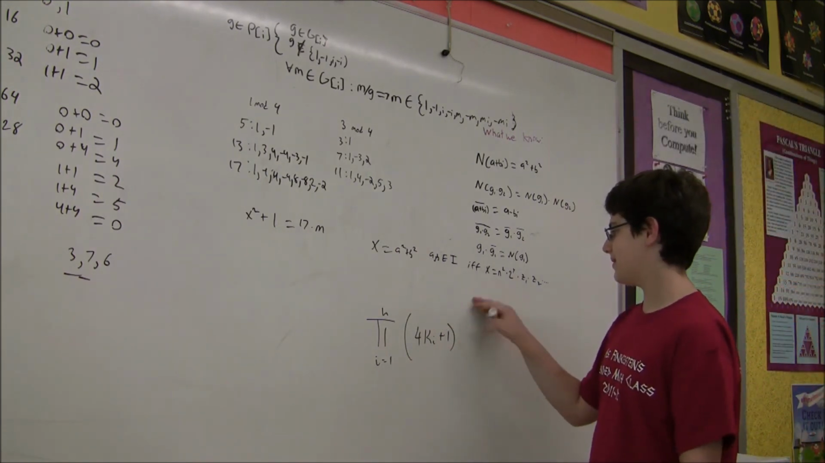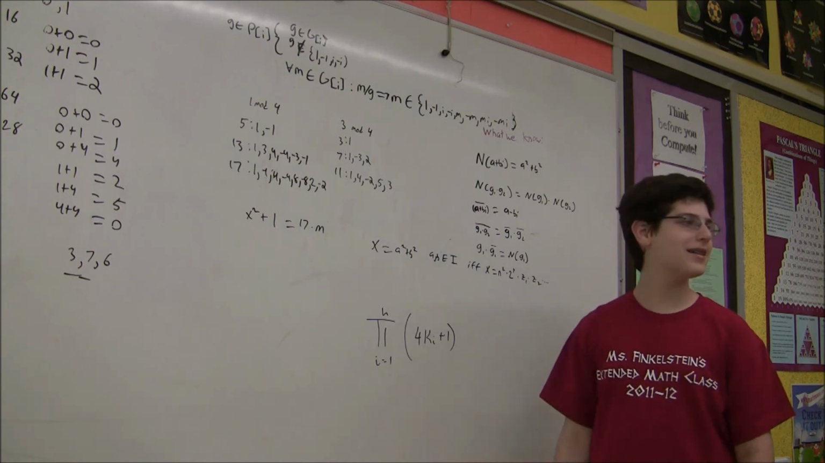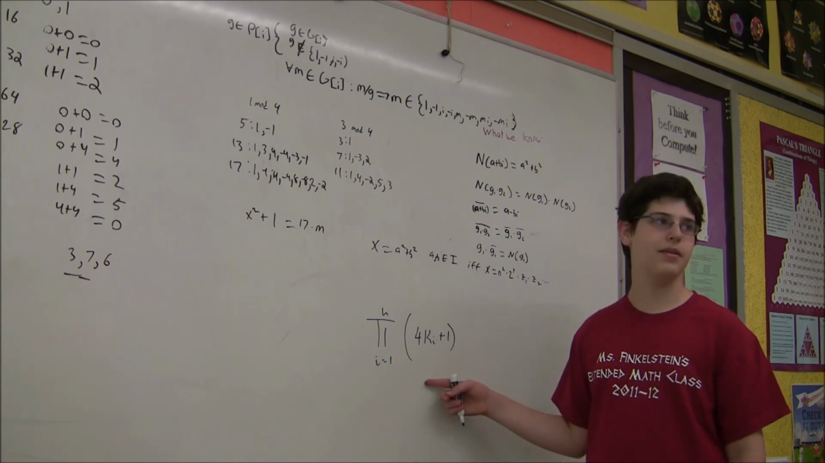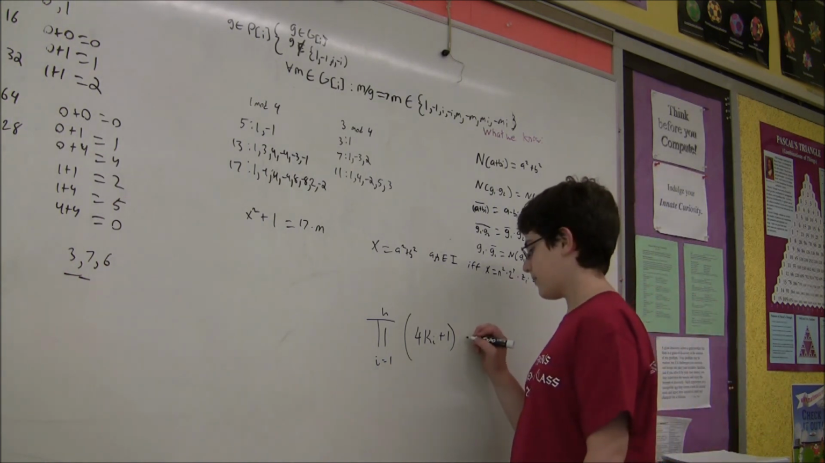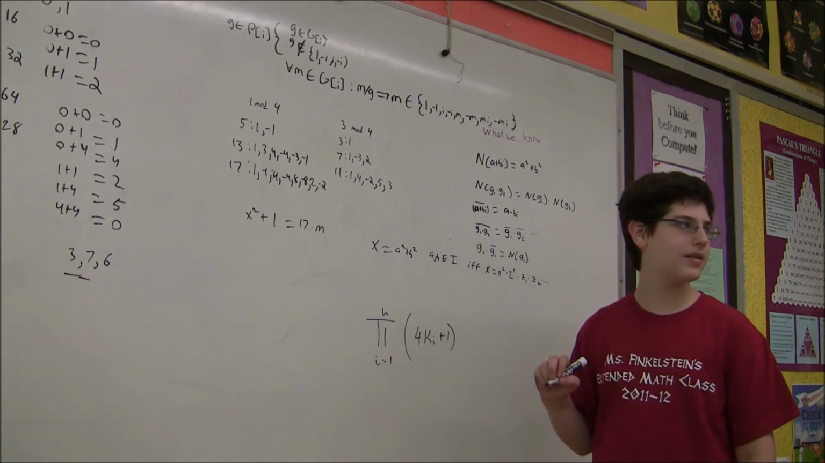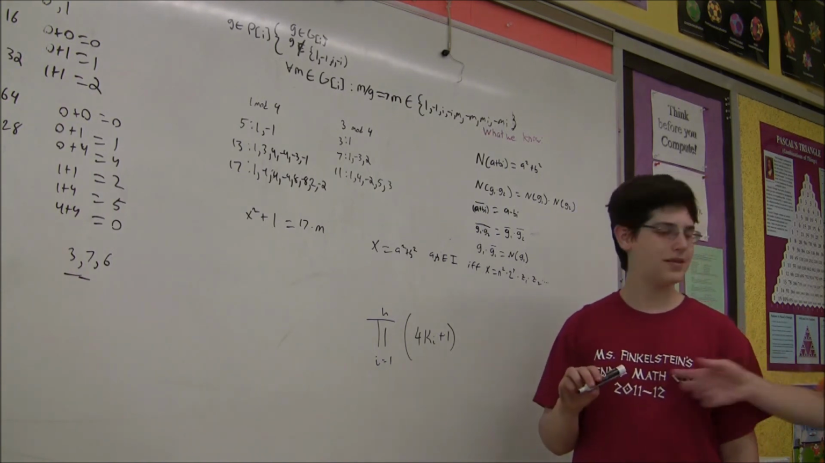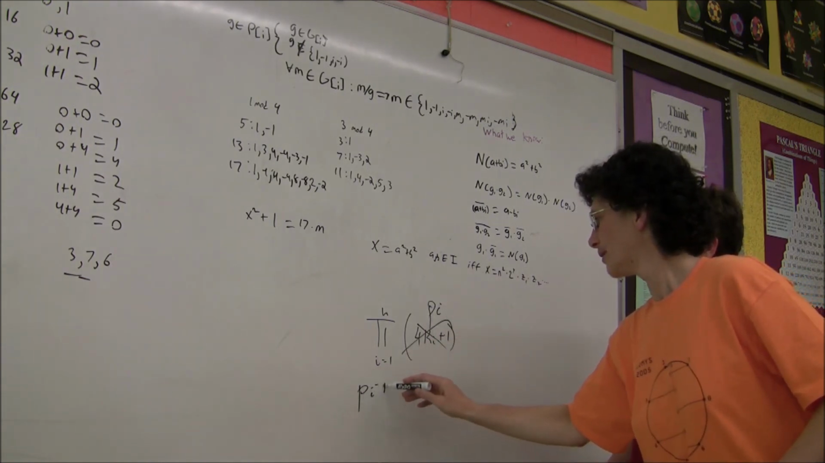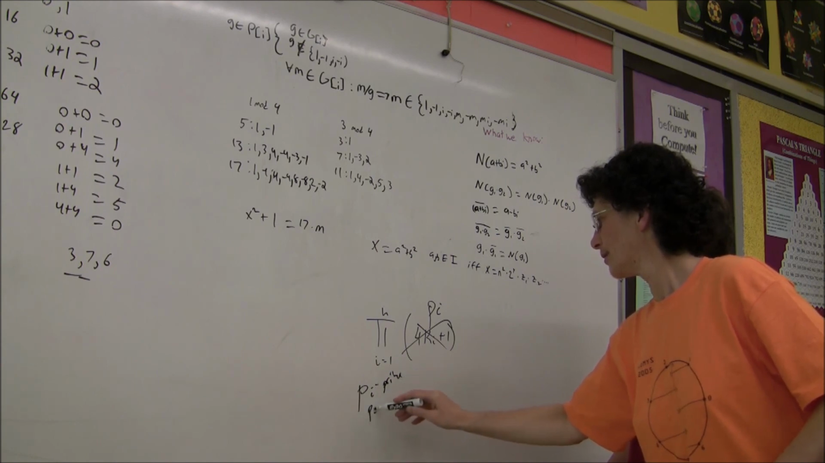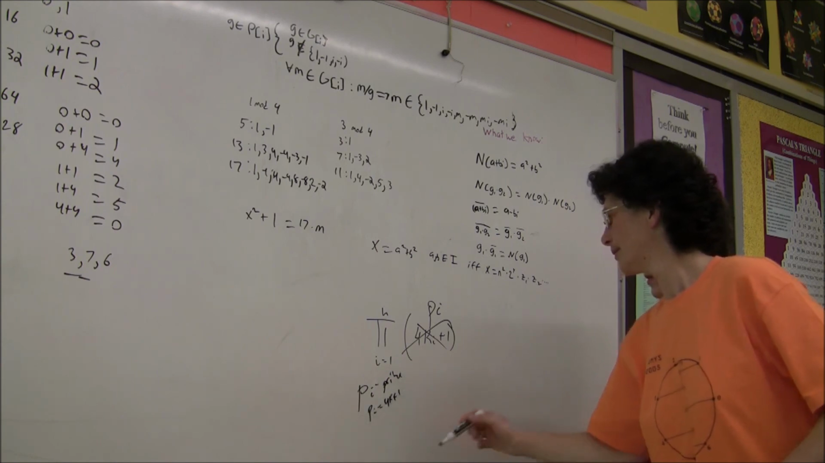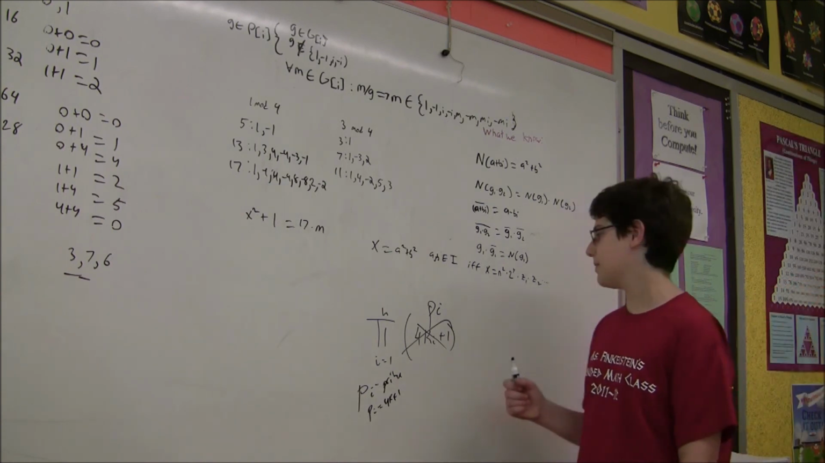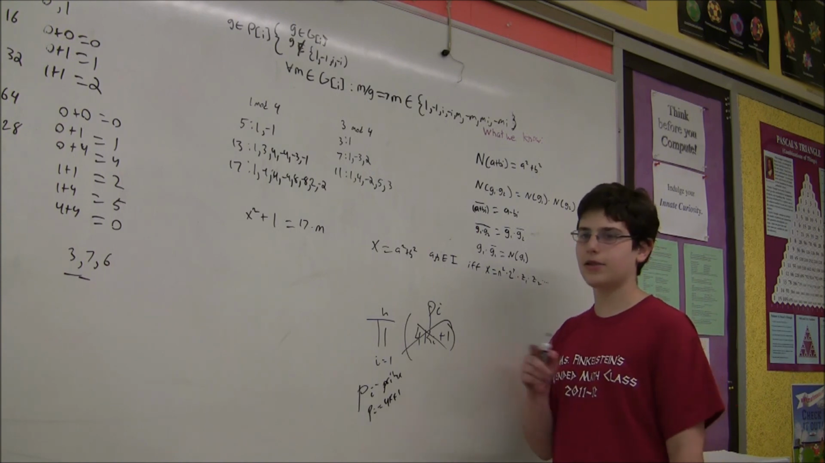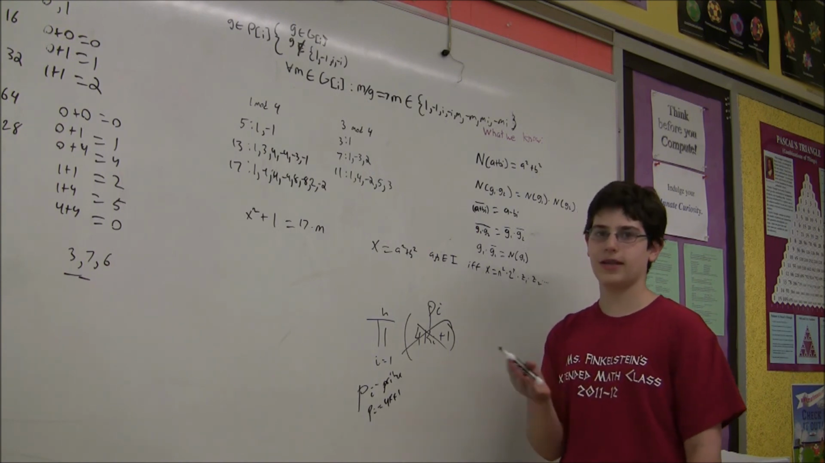Okay. Wait, what's this say? Product. We need to say that they're primes. So you might want to say that it's the product of a bunch of primes that are 1 mod 4. Because basically what we're saying is it's only possible if all of its factors are in some way possible.